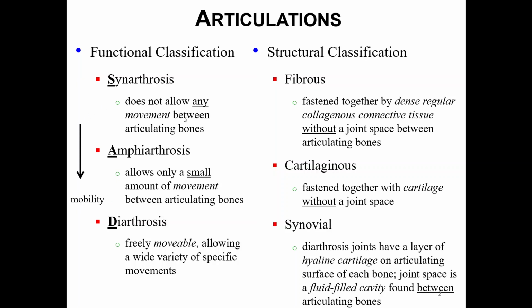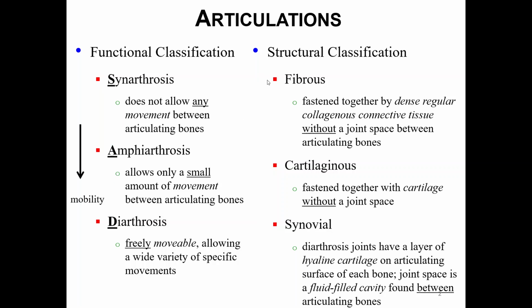Synarthroses do not have any movement between the articulating bones. Amphiarthroses have a small amount of movement between articulating bones, while diarthroses are freely movable. We have a wide variety of specific movements that can occur at diarthritic joints. In fact, we are going to go into quite a bit of detail about those specific movements a little bit later. So increasing mobilities, we go from synarthroses to amphiarthroses to diarthroses.